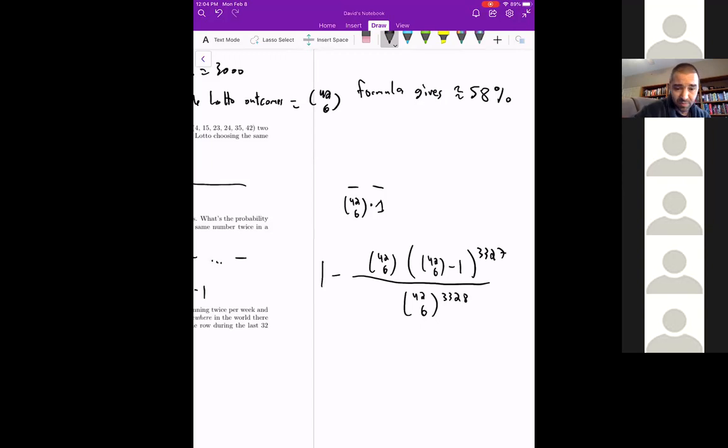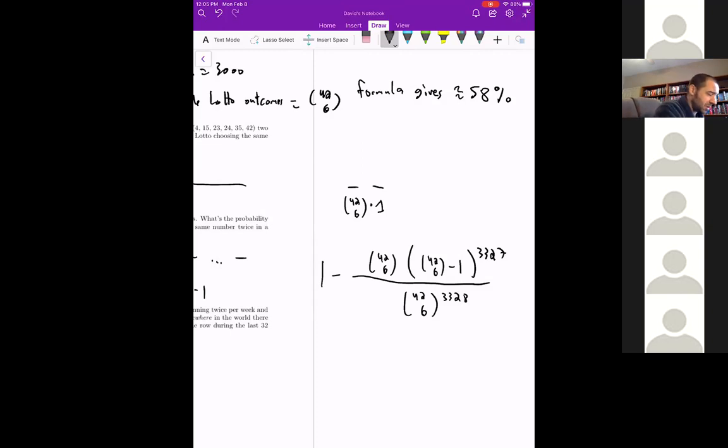So again, Wolfram is like a miracle worker that can handle these gigantic numbers. You have to be careful with your parentheses, but you can just type all that in. 42 choose 6 minus 1, that gets raised to the 3327, and that's divided by, I've got to divide it by, 42 choose 6 raised to the 3328.